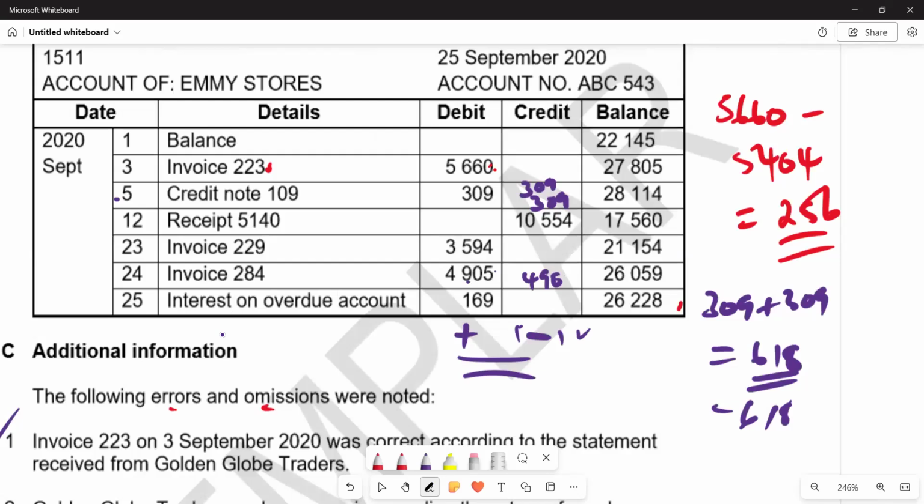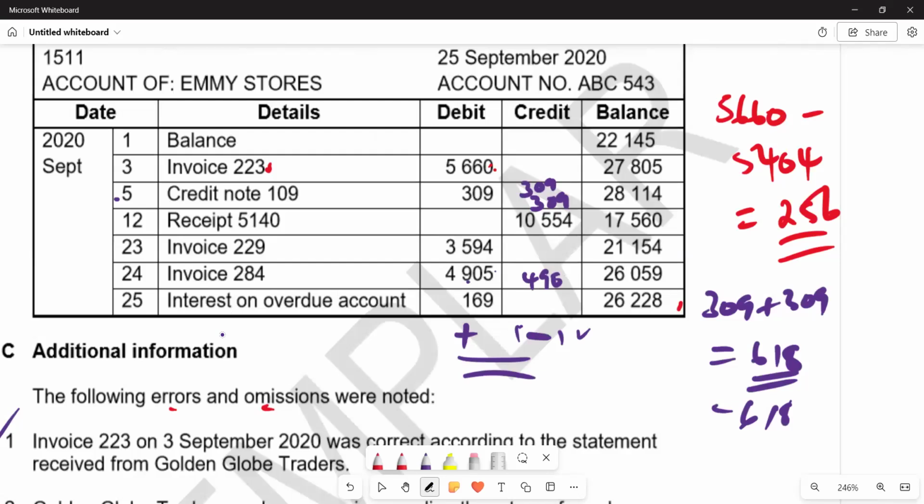So it means the statement is correct. There is 169 rands that has been charged as interest. Obviously, this is interest on overdue account, and the interest is going to increase the value that we are owing Golden Globe traders. So it is being said that the statement is correct, but in the ledger, it's not yet effected. So we are supposed to go to the ledger and effect it.